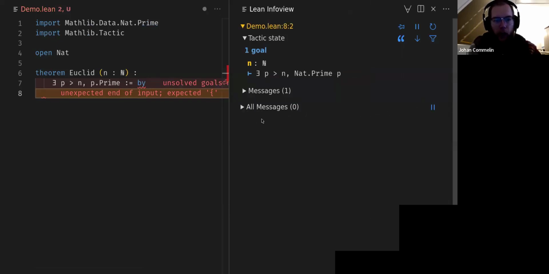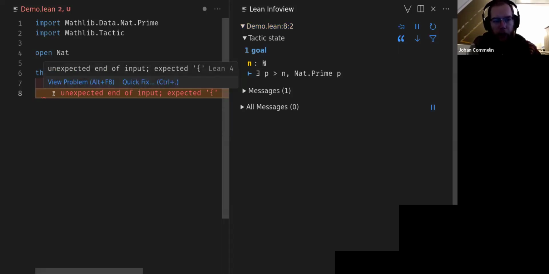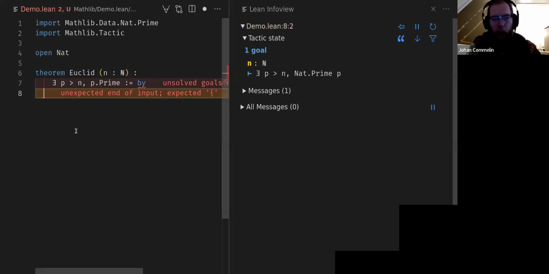And in this second window, we have this so-called tactic state on the right-hand side. And it tells us, okay, we have one goal, which is what comes after this funny sideways T. It says you have to show that there exists a p greater than n such that p is prime. And the yellow things are going to be the assumptions. So we have a natural number n as an assumption. And okay, this didn't help too much yet, but at least we have a reminder of what we need to do. And now you need to know a little bit of Lean in order to continue.